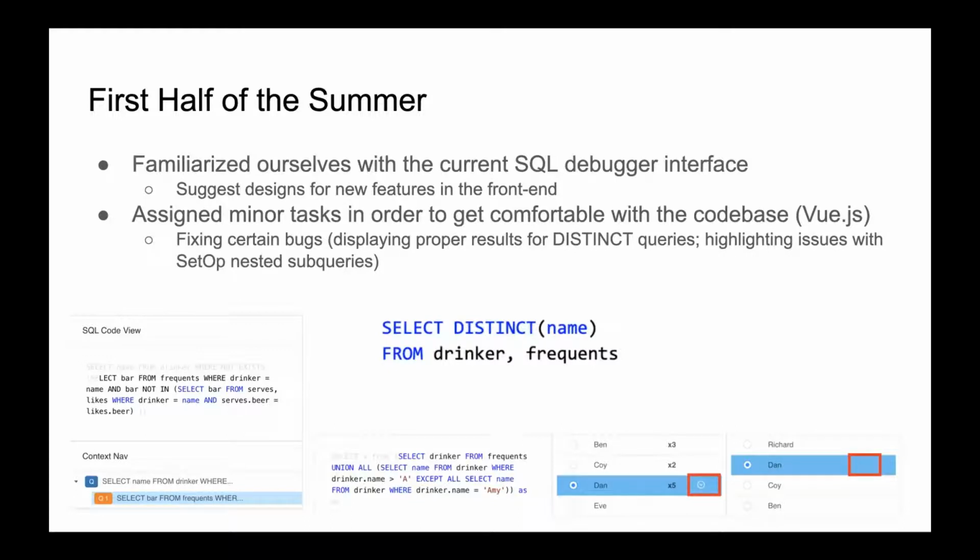This includes fixing certain bugs, such as displaying proper results for distinct queries and highlighting issues with set operations and nested subqueries. As you can see at the bottom, we have some bugs with highlighting. And for this query, select distinct name from drinker frequents, our output is not displaying the unique values like it should be.